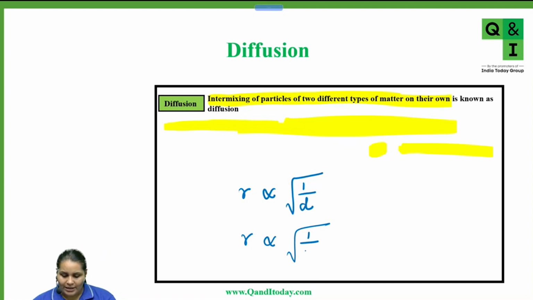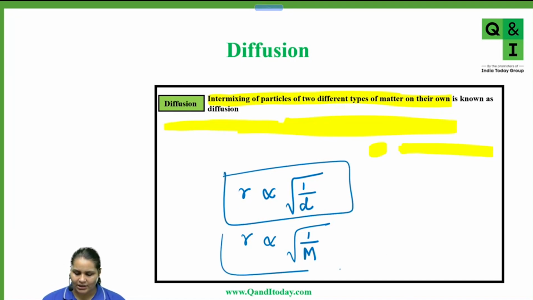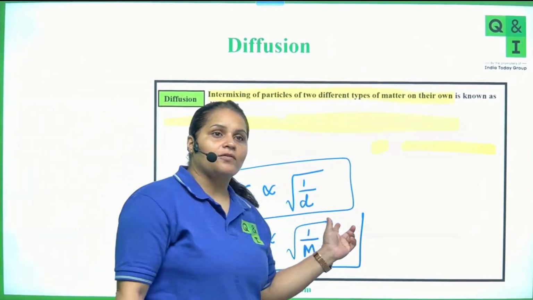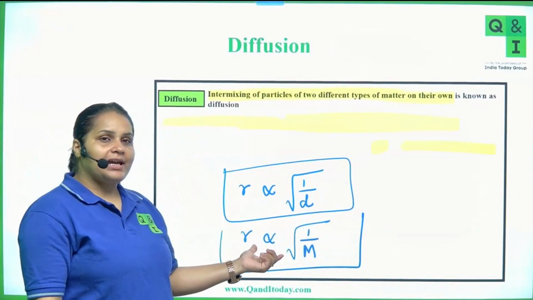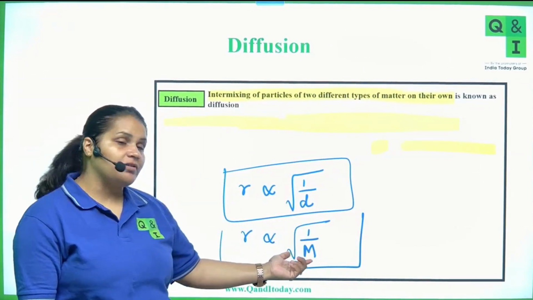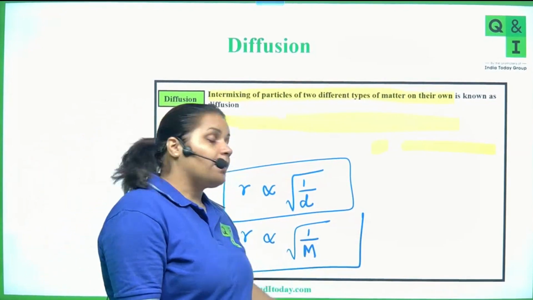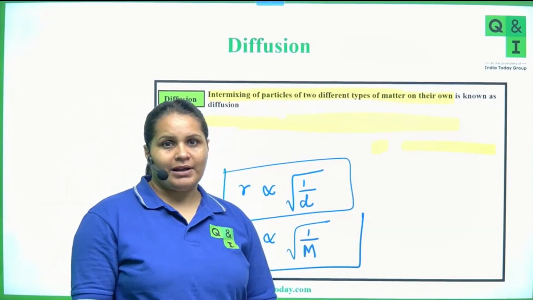Okay, so it is inversely proportional to the mass of the gas also, right? That's Graham's law of diffusion. This is something we study in higher classes, but I think this much you can remember, right? Rate of diffusion is inversely proportional to the density of the gas. Or I can say rate of diffusion is inversely proportional to the under root of mass of the gas, right?